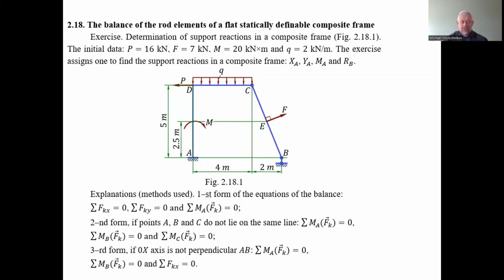the rotation moments total around 2 points, of all efforts acting on the mechanical system, have to be equal to 0, points A and B. It's important for the third one: the condition, the restriction, is that the segment AB and the axis 0x of the projection of all forces must not be perpendicular.